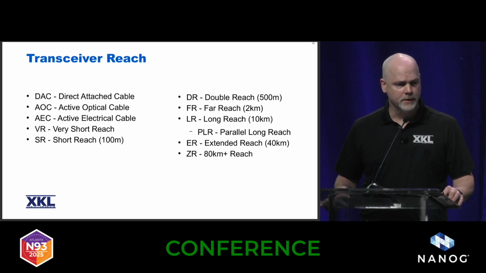The DACs, AOCs, AECs, those are pretty popular for really short distance stuff, but they're not all that inexpensive anymore when you start talking about 400 gig AECs or AOCs. So be careful about your choice there. You're not necessarily going to save money. There's a lot more active components in those cables.